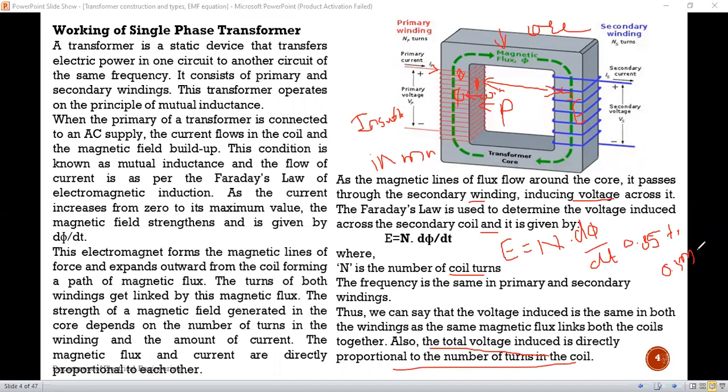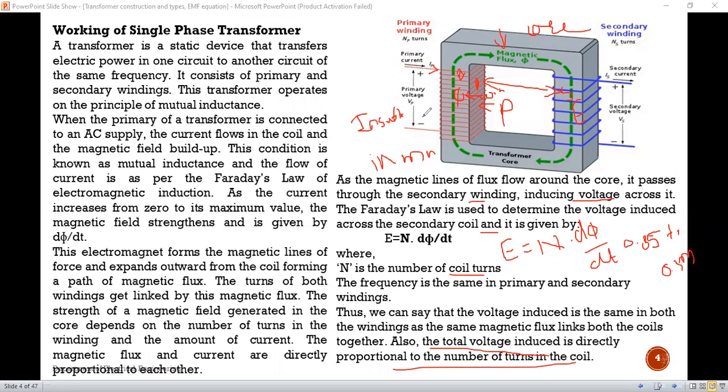And the last part is the winding. Do you people already know the winding? The transformer winding is made up of copper. Generally these are copper windings, made of copper material, and copper is a good electrical conductor.